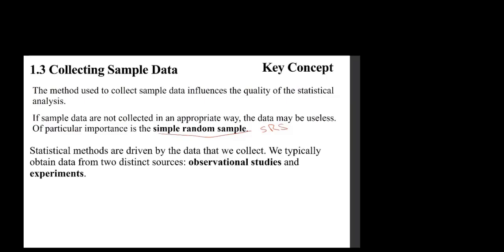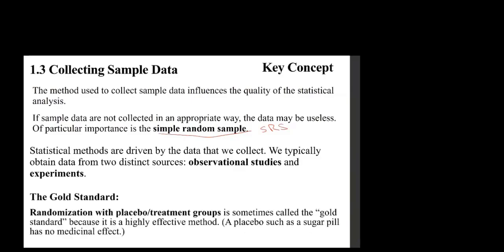Statistical methods are driven by the data that we collect. We typically obtain data from two sources, either observational studies or experiments. As far as the gold standard, we normally want to look at randomization, and it is sometimes called the gold standard because it is highly effective, and we'll discuss that further. So we have observational study and we have an experiment we want to discuss.